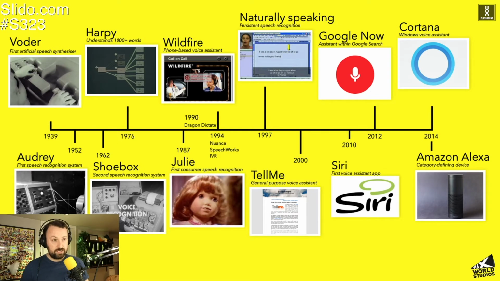What's changed recently, around 2010 with Siri and 2012 with Google Now, as it was then called, is natural language understanding. Most of these things, Wildfire, Dragon Dictate, Nuance, were just speech recognition, taking audio of speech and translating it into text. The real leap forward was NLU, natural language understanding, the ability to understand what somebody means when they say something and translate that kind of unstructured sentence into structured data that a machine can understand. And that's what Siri kind of pioneered among other companies.